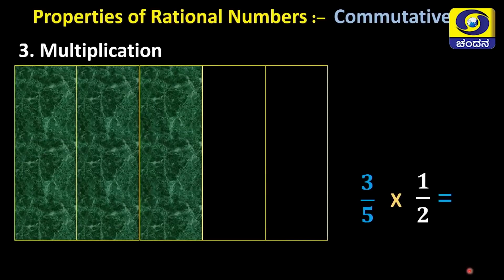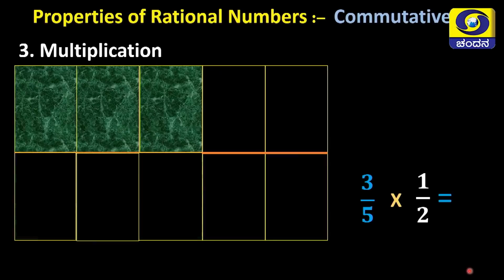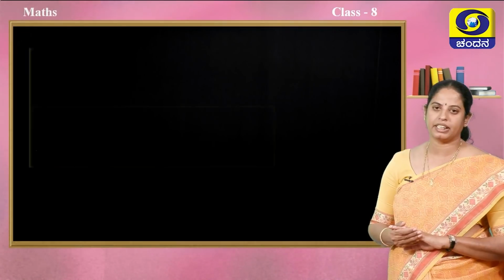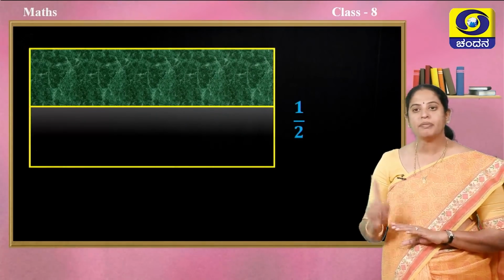When I divide this into halves, it becomes 10 equal parts. Out of that, how much will I get? It is 3/10. Yes, when 3/5 and 1/2 are multiplied, when we take half of 3/5, it is nothing but 3/10.